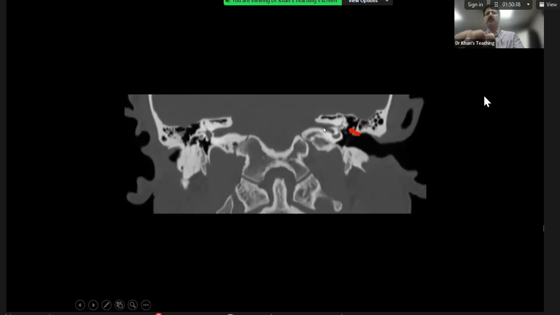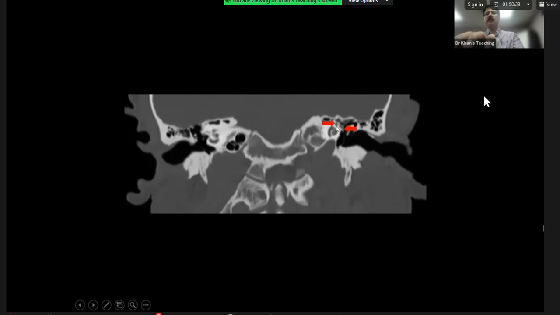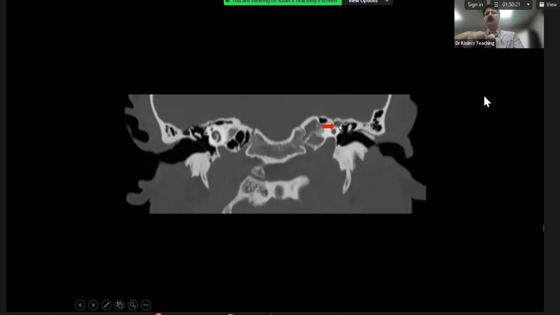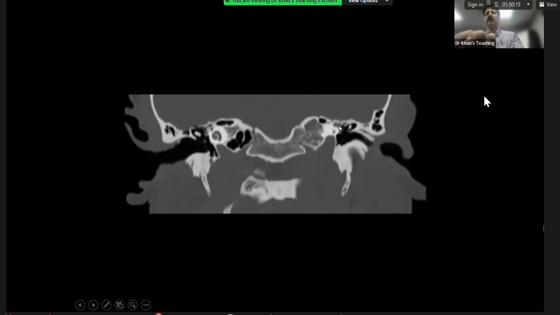So let's trace it backwards. This is the internal auditory canal, and you can see something entering here. So this is the dot which is superior to the cochlea. This is the labyrinthine portion of the facial nerve. And now it goes anteriorly, and here it becomes one. You see, these are two dots. I go anteriorly and it becomes one.